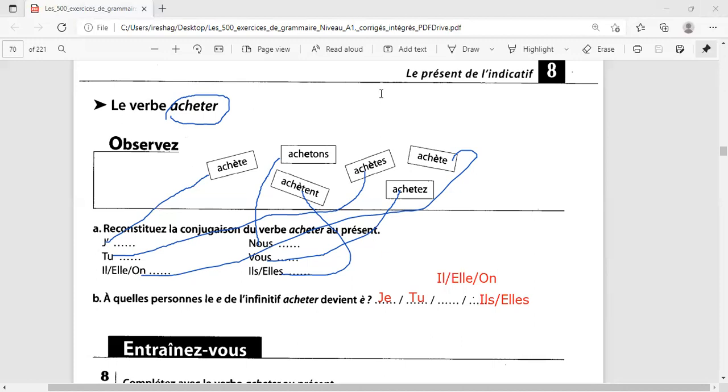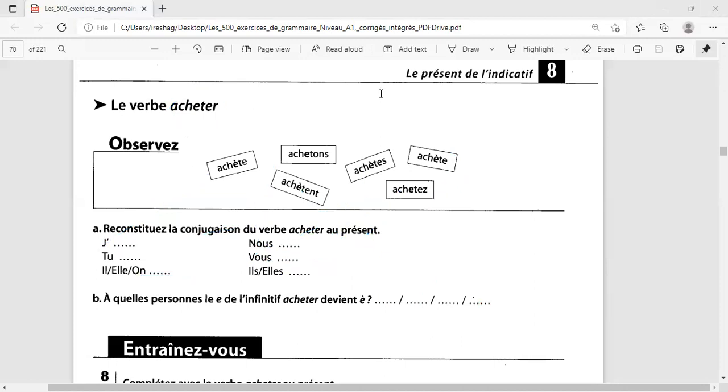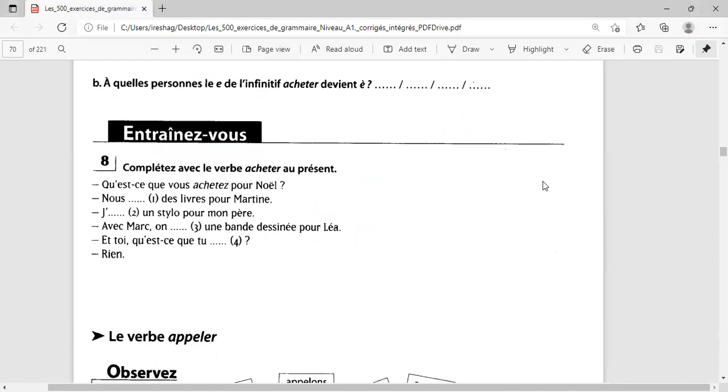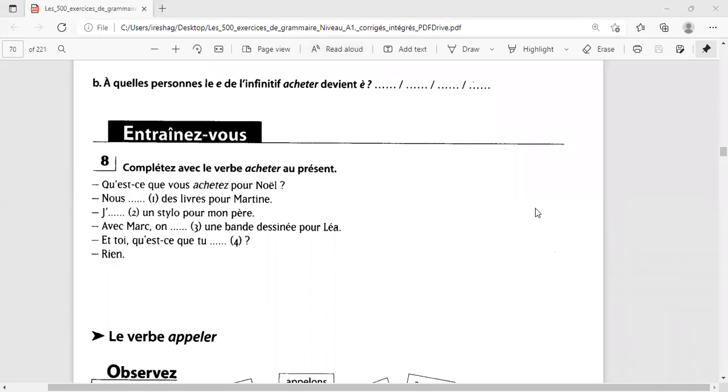Okay. Now we are moving to the question section. It's very easy. You need to fill in the blanks with the acheter conjugations. Do it quickly. Always, once you complete it, raise your hand. On the meanings. Qu'est-ce que vous achetez pour Noël?